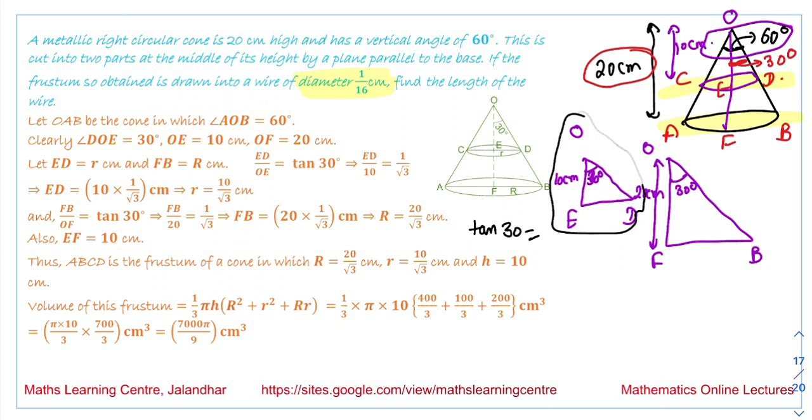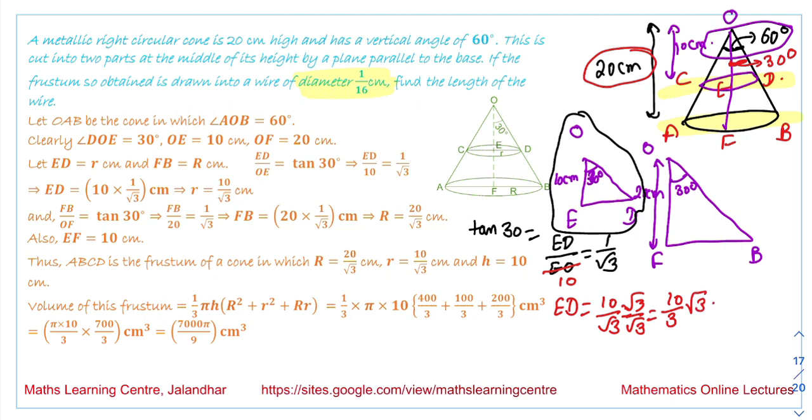in this triangle, I am talking about the value of tan 30, that is equal to perpendicular over base, that is equal to ED over EO, and the value of tan 30 we know is 1 by root 3. The value of EO, this length EO, is 10. So the length ED we get is 10 by root 3. If we rationalize this term, we are multiplying and dividing it with root 3. So it is 10 by 3 square root 3. So this length ED, the value of small r that we have, is 10 by 3 square root 3.